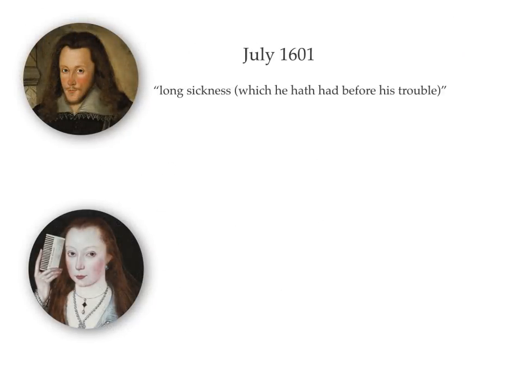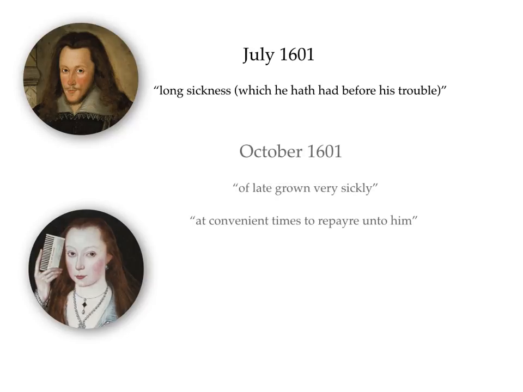In July of 1601, the Privy Council took note of his long sickness, which he hath had before his trouble. In October, the Privy Council, having heard that Southampton had of late grown very sickly, permitted his wife at convenient times to repair unto him.